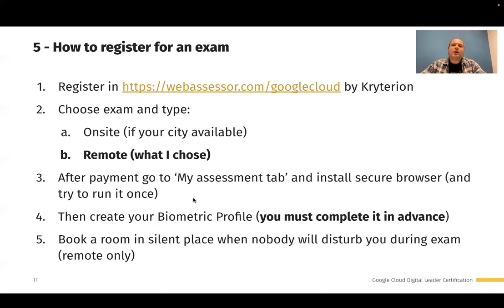Okay, now let's review how to register for the exam. First, you need to register on webassessor.com for Google Cloud. Then you need to choose the exam and its type. It could be on site, if available in your city, or remote from any place around the world. Then you go for payment, open the My Assessments tab, and install the secure browser. You can even start it once. It will fail, but that's completely okay. Once you start the exam, it will start working. Then you need to create your biometric profile.